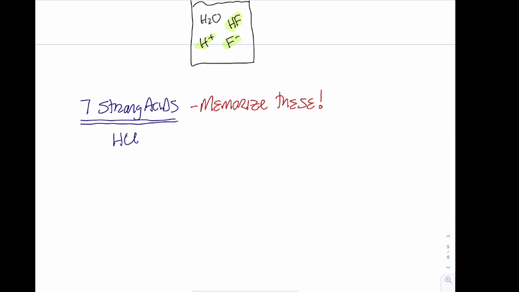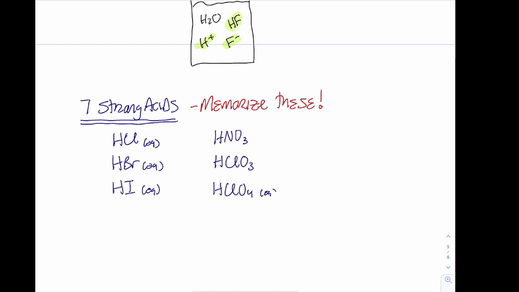So we have hydrochloric acid, hydrobromic acid, hydroiodic acid, which is kind of weird to say. I have nitric acid, chloric acid, and then perchloric acid. All of these are in aqueous solution.